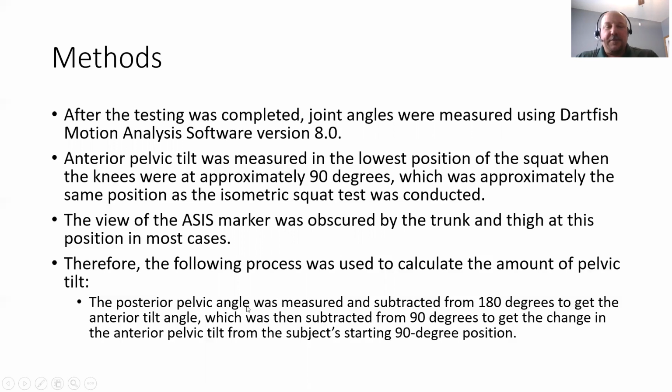We measured the posterior pelvic angle and subtracted it from 180 to get the anterior pelvic tilt angle. And then we subtracted that from 90 to get the actual change in anterior pelvic tilt from the starting position, which was basically at 90 degrees, to the position at the bottom of the squat.